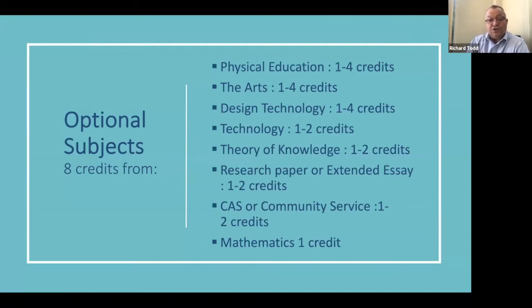The arts, again, 1 to 4. Design technology, 1 to 4. Technology, 1 to 2 credits. Theory of knowledge, which is in the IB diploma program, that's 1 to 2 credits. Research paper or extended essay, 1 to 2 credits. Again, that's in your years 12 and 13. CAS, community service, 1 to 2 credits, and extra maths is 1 extra credit. So that's where you get your optional 8 credits from.